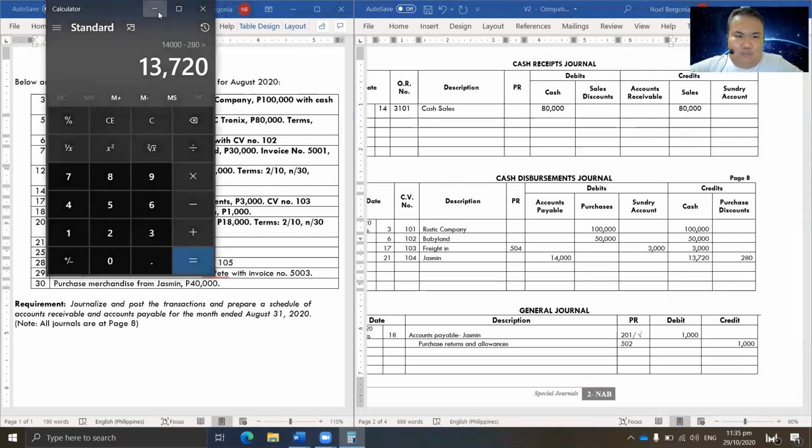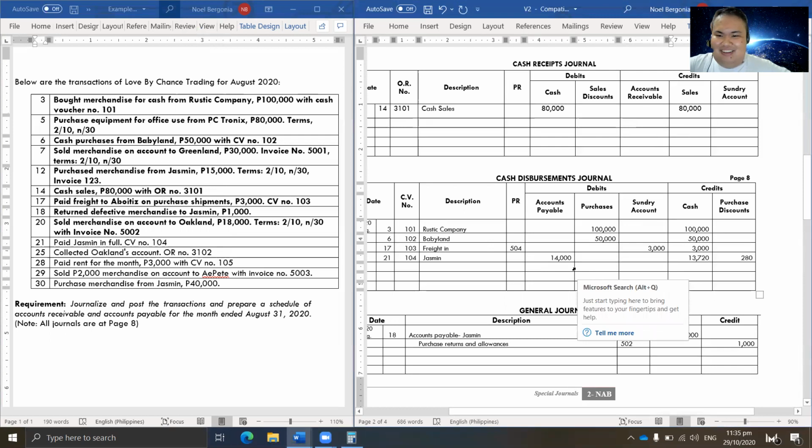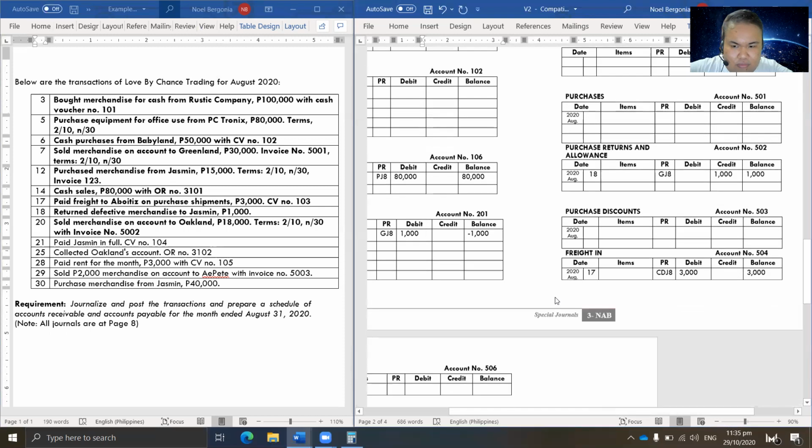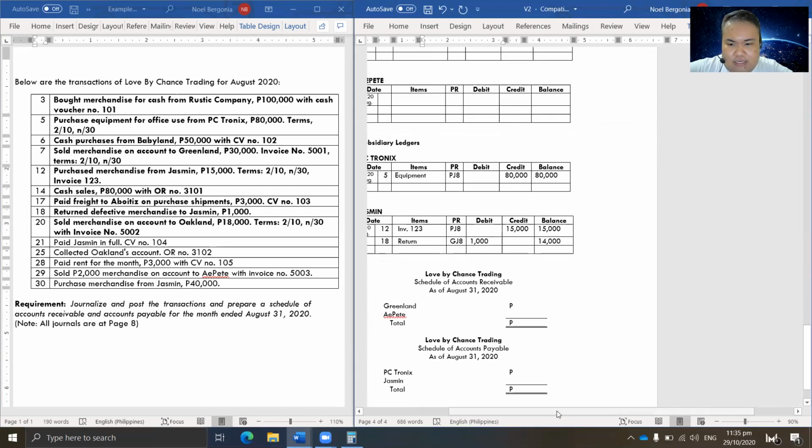So thank you very much, calculator. Okay, so yan po yung input natin. So we have accounts payable debit 14,000. So sa credit natin we have cash 13,720 and for purchase discount 280. Okay, so what are you going to do? Okay, very good. Kailangan natin i-post saan? General ledger ba? Hindi. Sa subsidiary ledger kasi naapektuhan yung accounts payable kay Jasmine. So we need to, okay, hanapin natin si Jasmine.